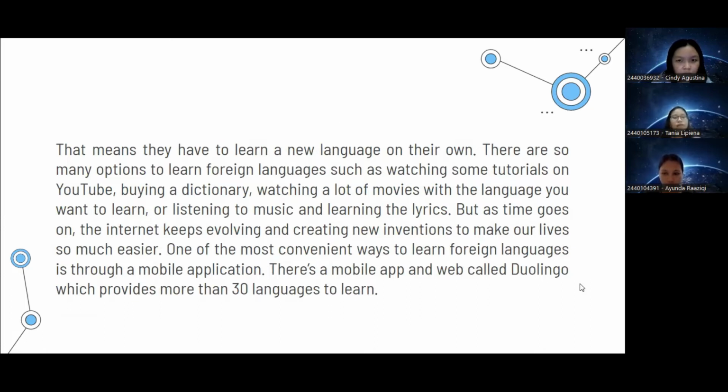There are so many options to learn foreign languages, such as watching some tutorials on YouTube, buying a dictionary, watching a lot of movies with the language you want to learn, or listening to music and learning their lyrics. But as time goes on, the internet keeps evolving and creating new inventions to make our lives so much easier. One of the most convenient ways to learn foreign languages is through a mobile application. There's a mobile app and web called Duolingo, which provides more than 30 languages to learn.